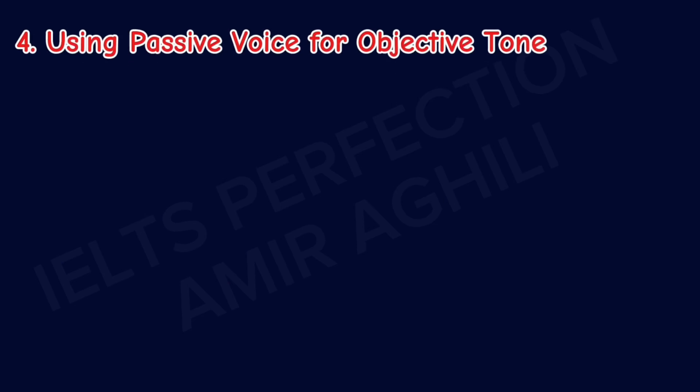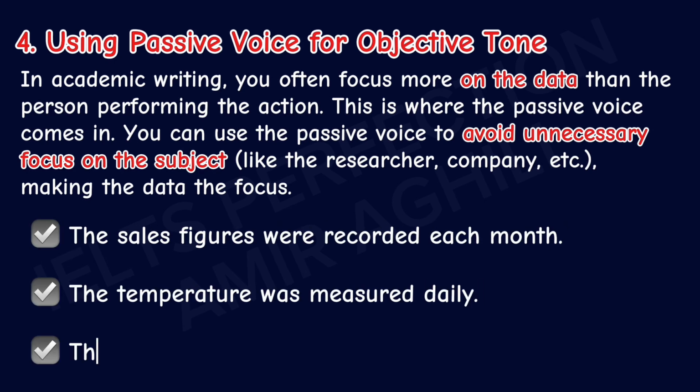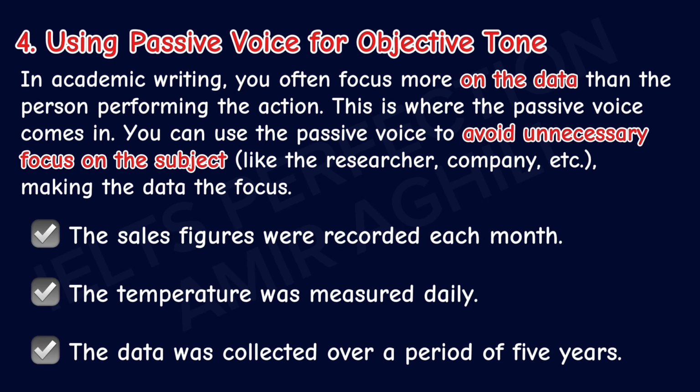And finally, number 4 is using passive voice for objective tone. In academic writing, you often focus more on the data than the person performing the action. This is where the passive voice comes in. You can use the passive voice to avoid unnecessary focus on the subjects, like the researcher, company, etc., making the data the focus. The sales figures were recorded each month. The temperature was measured daily. The data was collected over a period of 5 years.